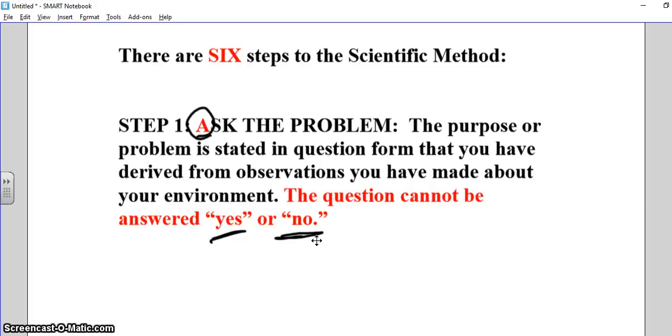The way we are going to be asking the problem this year is, how does the IV affect the DV? If you remember, IV stands for independent variable and DV stands for dependent variable. It makes you sound smarter when you ask the question, how does the IV affect the DV?